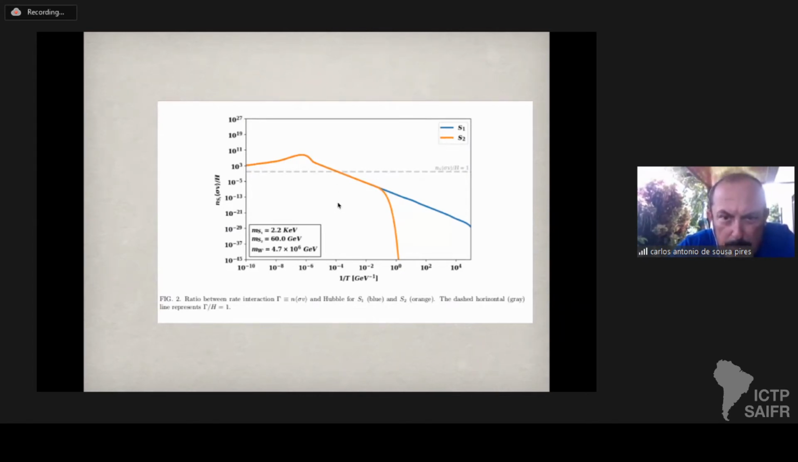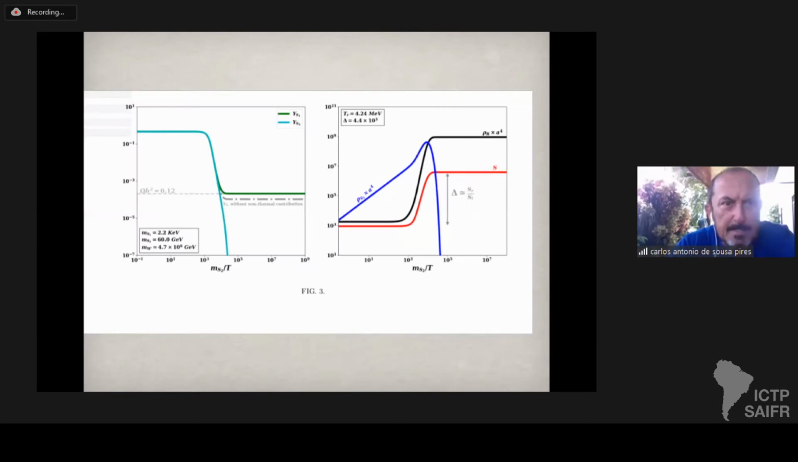You see that the decoupling is relativistic, because the temperature here is more or less 10 to the 4 GeV. Then both particles decouple relativistically. That's good. This behavior here is because it becomes non-relativistic, and the abundance decreases exponentially when it's non-relativistic. So you have these two graphs, these two pictures here. This picture here is the number density divided by the entropy density. It is constant for S1 and S2.